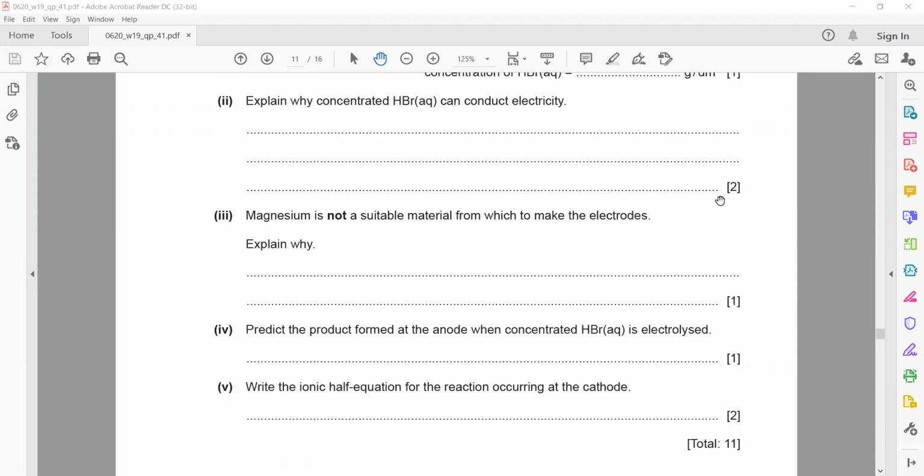Predict the product formed at the anode when concentrated hydrobromic acid is electrolyzed. When concentrated hydrobromic acid is electrolyzed, H is there, Br is there, and H and OH from water. So, because we have a greater concentration of the bromide ion, that's why we'll get bromine.